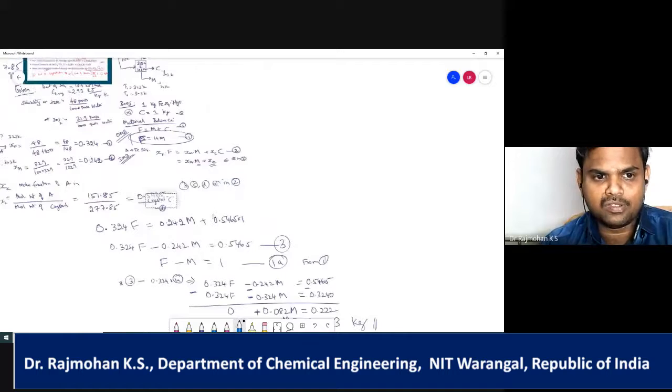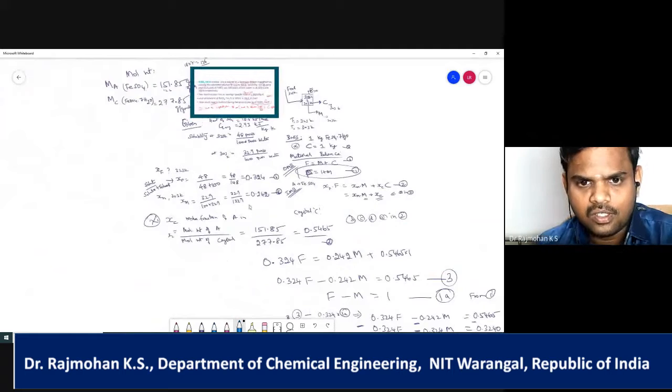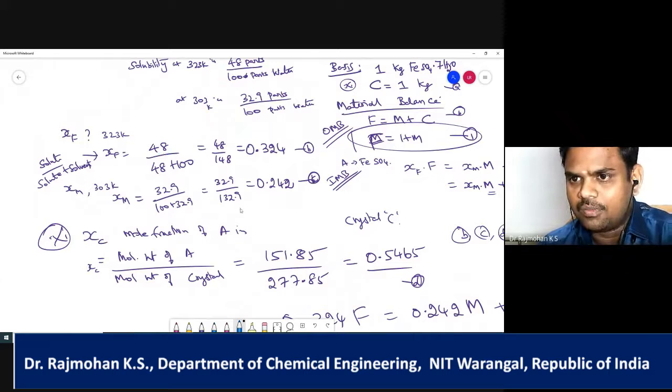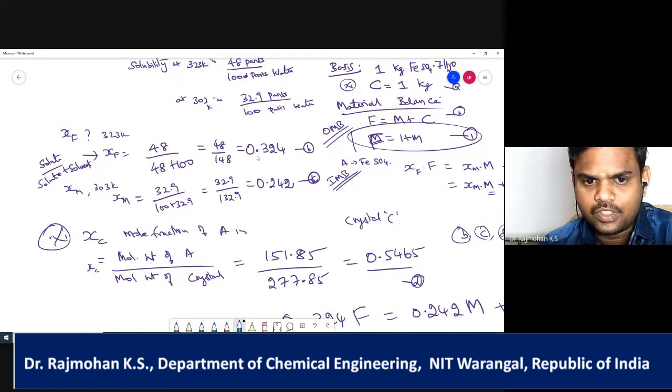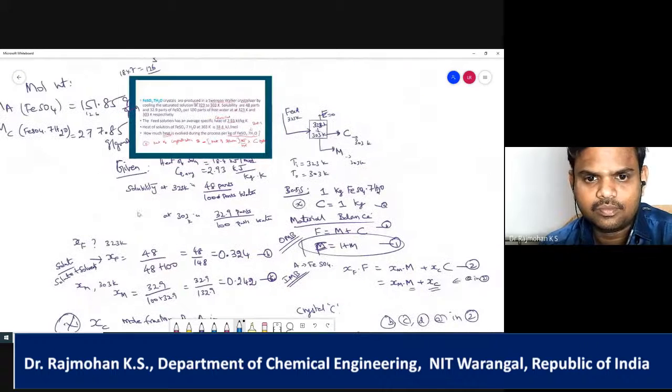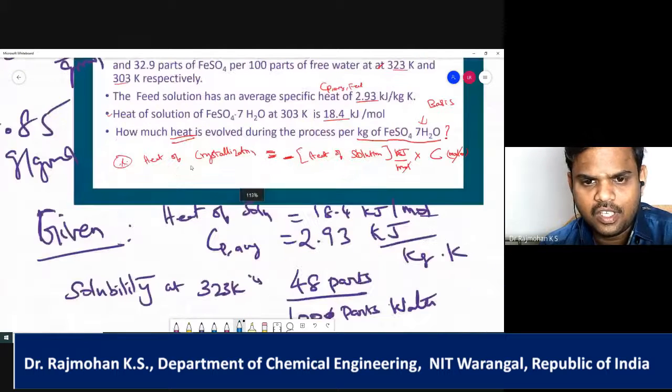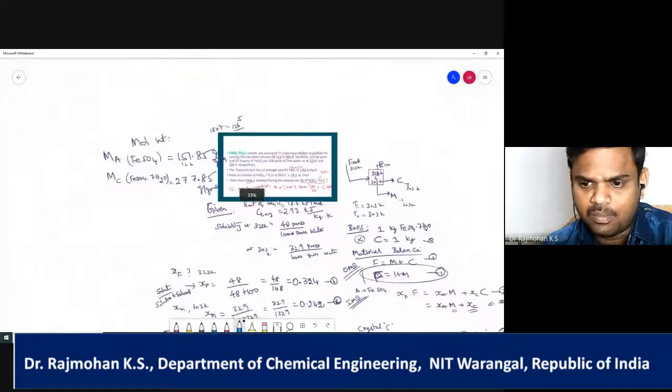There are two important points we should remember when you are solving this. One is, we should know when the solubility is given, that is the data for finding out the mass fractions, xF, either mole fraction or mass fraction. Here we have done in terms of moles, whatever. So these are the fractions. Another important point is, heat of crystallization is equal to minus of heat of the solution multiplied by C. That is one factor you should know. So these two concepts are important while solving the problem.